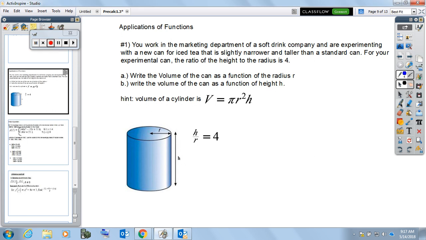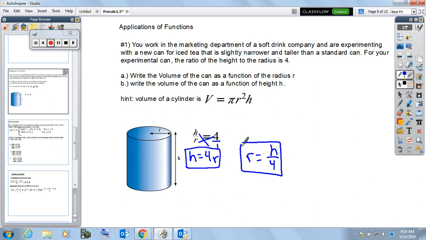So let's just say for instance an example like this. We know this is 4 over 1, so if I cross multiply, I have h equals 4r. So h equals 4r in this example. Okay, well what if I wanted to solve for r? I'd divide by 4, and so I know that r equals h over 4. Why is this useful to us? Because this is what h is in terms of r, and this is what r is in terms of h. And so we can utilize that in our two volume scenarios.